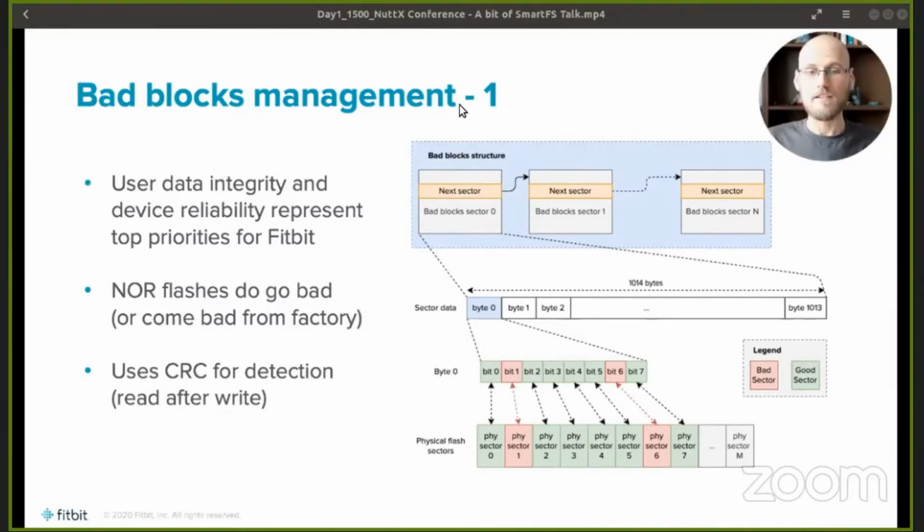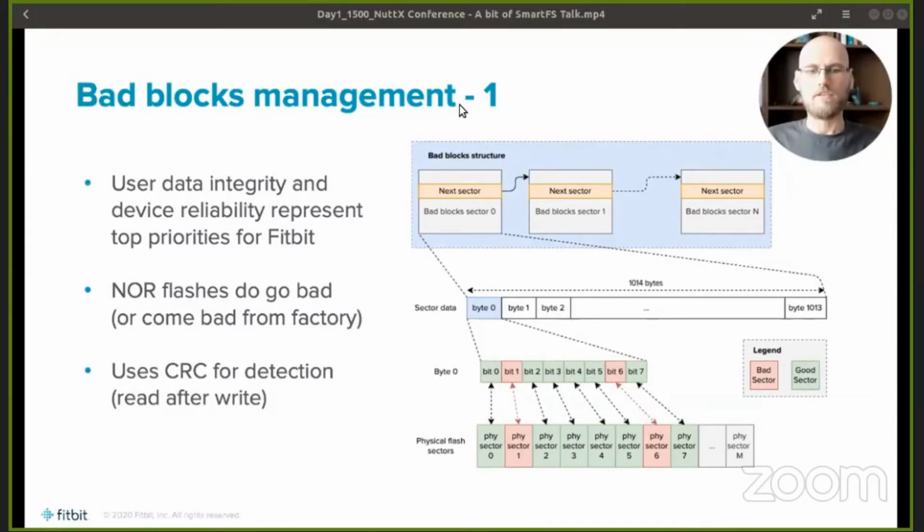It is implemented as a hidden file, a linked list of logical sectors as you can see in the blue box, where each bit within this file represents the health of a sector, or multiple sectors. The granularity is configurable. It uses CRC and read after write to detect bad blocks.